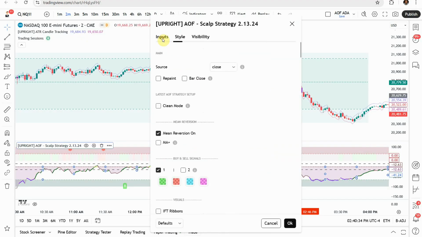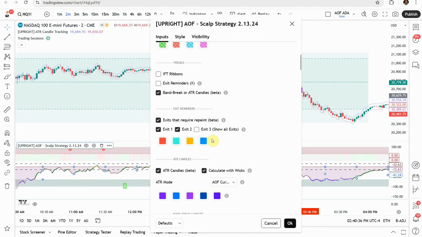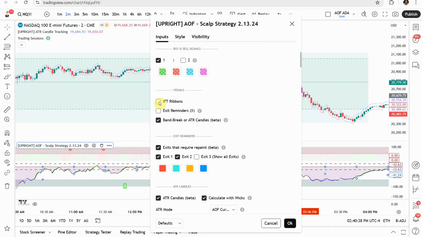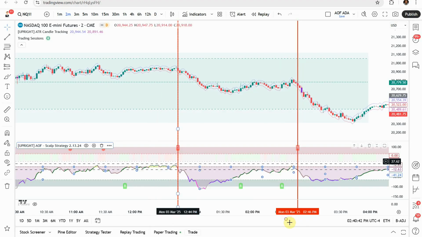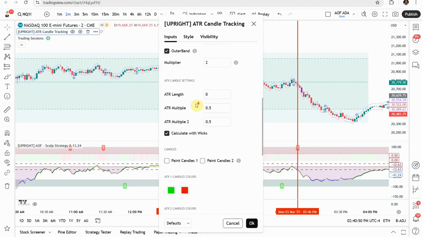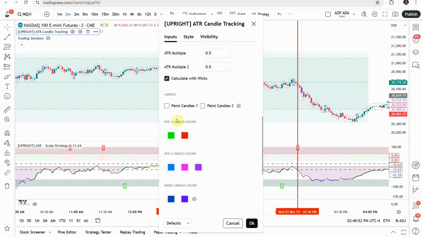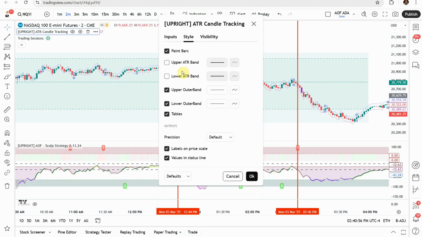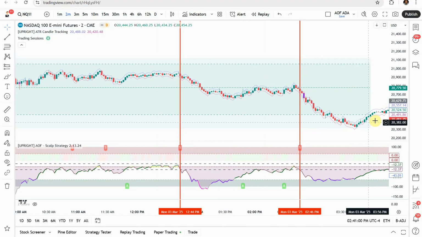We have the Academy of Forex indicator here, and the only modification I made was I turned off the IFT ribbons right here, just so that it cleared up a little bit and made things a tad bit easier to see. For the ATR candle tracking, the only modifications I made were I scrolled down and turned off paint colors 1 and paint colors 2, and in the styles I turned off the upper ATR band and the lower ATR band.